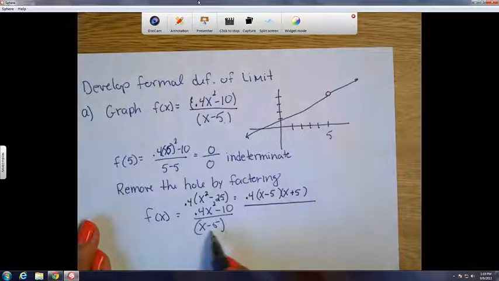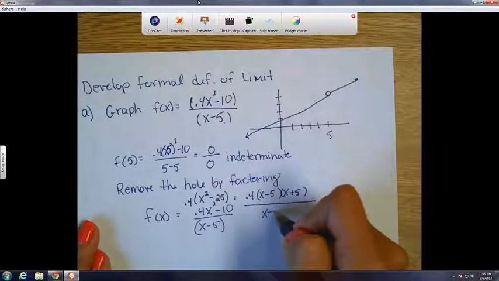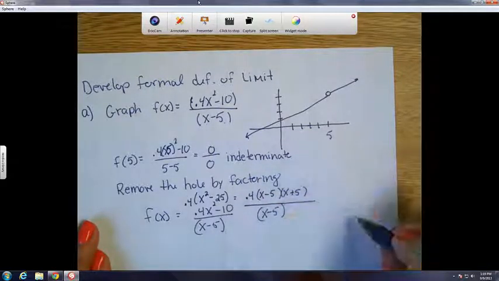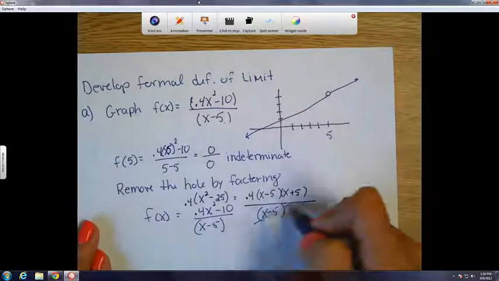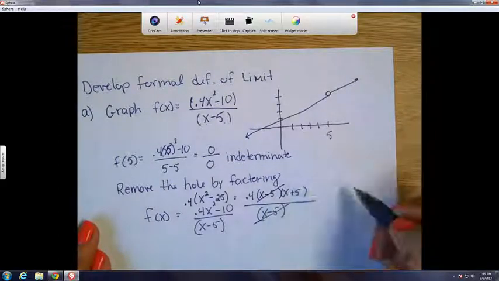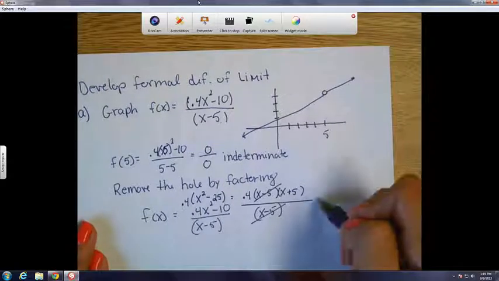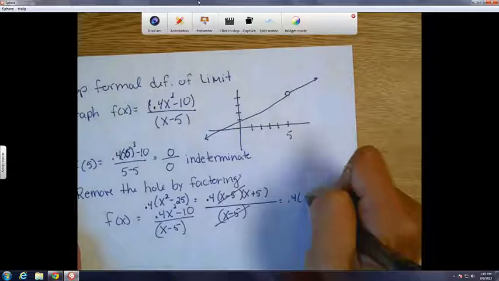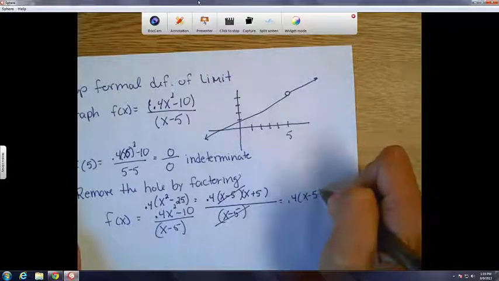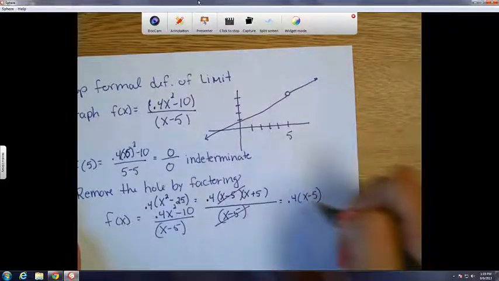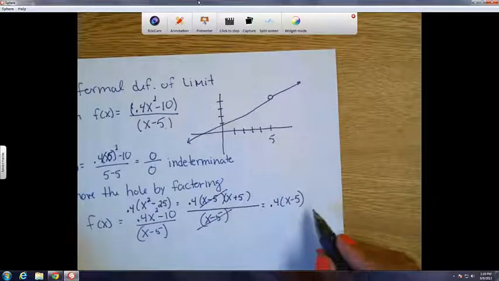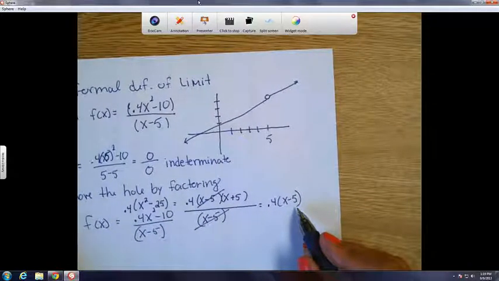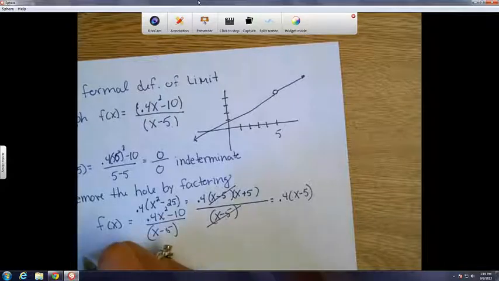The denominator is x minus 5. You can cancel those out, and you're left with 0.4 times x plus 5. Okay, so why did I do all that business? All to help me find the limit. So I want to know, is there a limit as x approaches 5 of f of x?